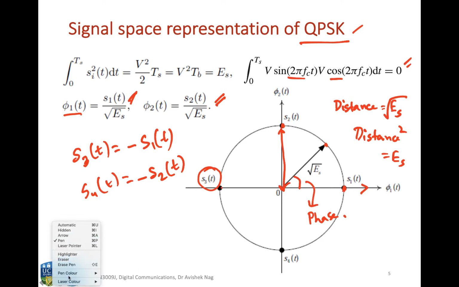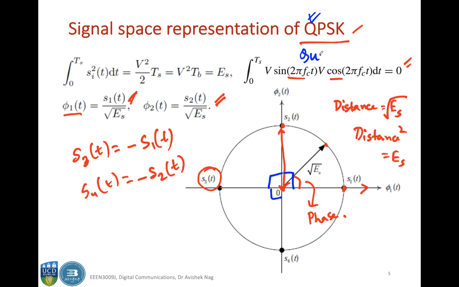Okay, so S1 and S2 are at a 90-degree difference, S2 and S3 again at a 90-degree difference, S3 and S4 again at a 90-degree difference. So each signal is 90-degree phase shifted to one another. That's why the term quadrature comes. So you have quadrature phase shift keying.